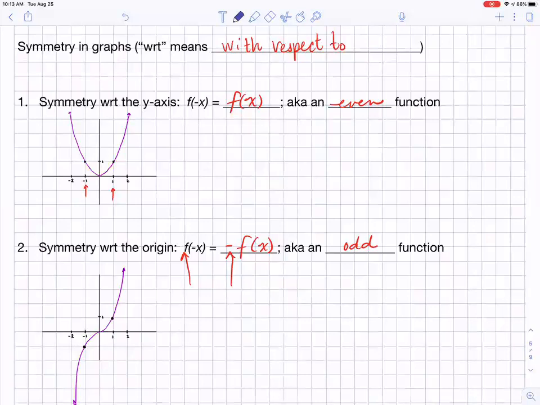So WRT means with respect to. All right, the next few minutes, folks, it's pretty important that you understand what's going on here. In my lab, sometimes you're just asked a multiple choice question, like please tell whether the following is even, odd, or neither. Or maybe please tell whether the following has symmetry with respect to the x-axis, the y-axis, or the origin. That's how it just words it in my lab.